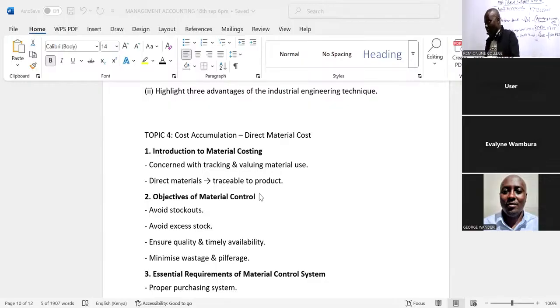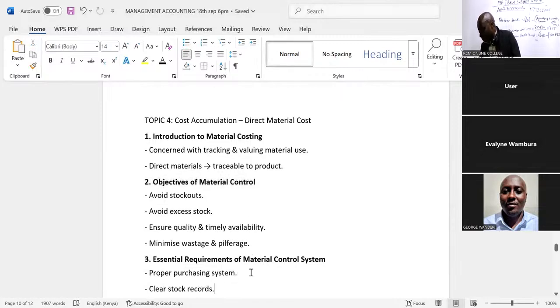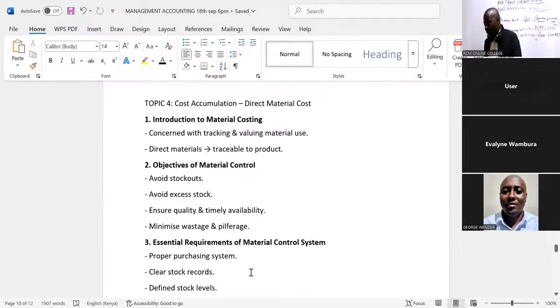Also, excess stock has an effect on what we call perishability. When stock is really excess, there is a high chance it could go bad. Ensure high quality and timely availability. Minimize wastage and pilferage, that is theft. Essential requirements of a material control system. When we have a material control system, what do we expect it to have? Number one, a proper purchasing system. Government today is talking of e-procurement.